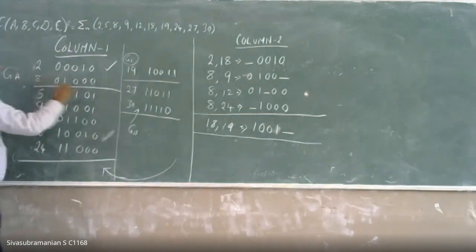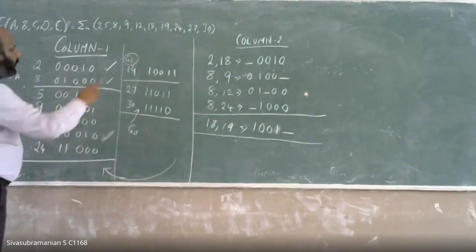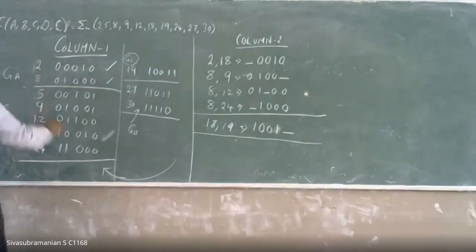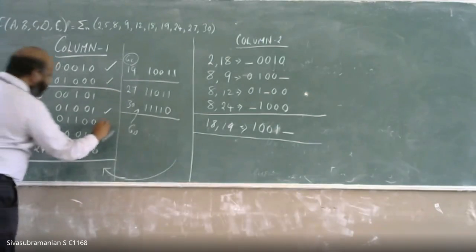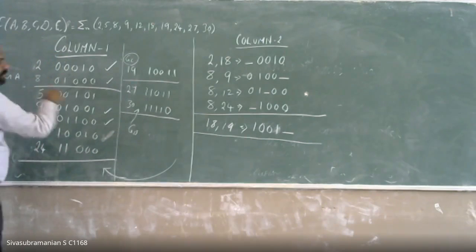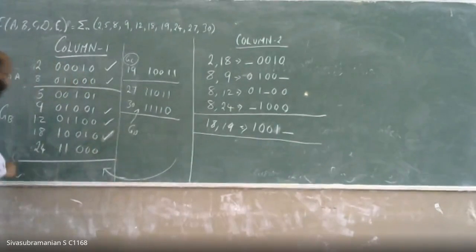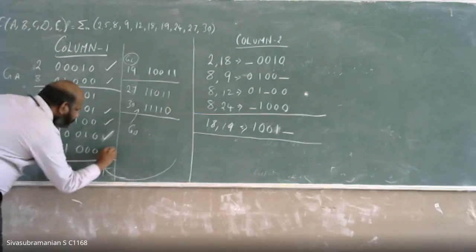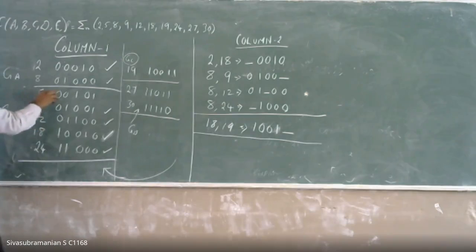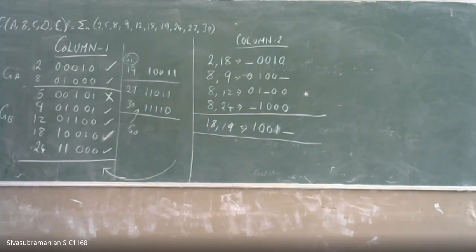Right? So 8 was already compared. So I'm going to put a tick mark in 8 also. Right? And 9 was already compared with 8. So 9 is also going to have a tick mark. 12 is already compared with 8. 12 is with a tick mark. 18 is compared with 12. So let me give a tick mark. And 24 is also compared with 8, so that is also going to have a tick mark. Left out is only this 5, I'm going to put a cross mark.